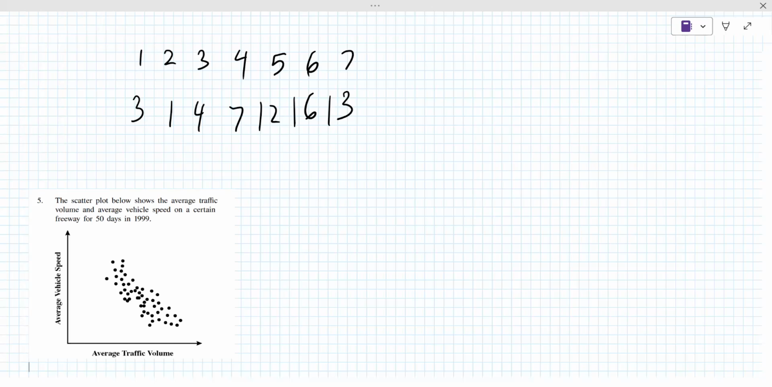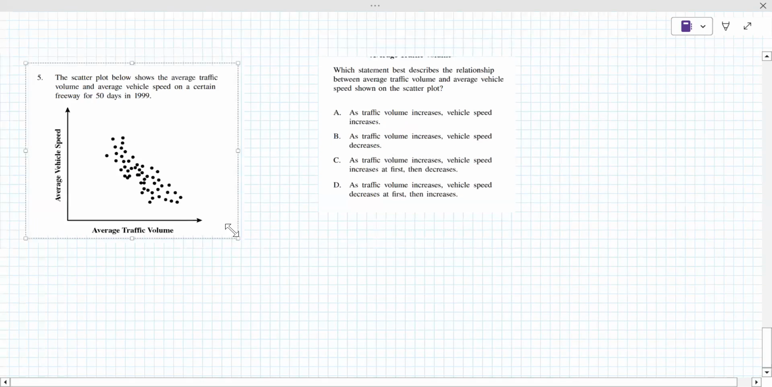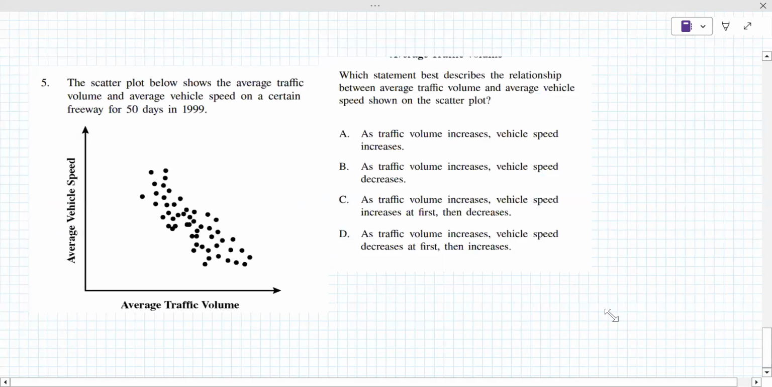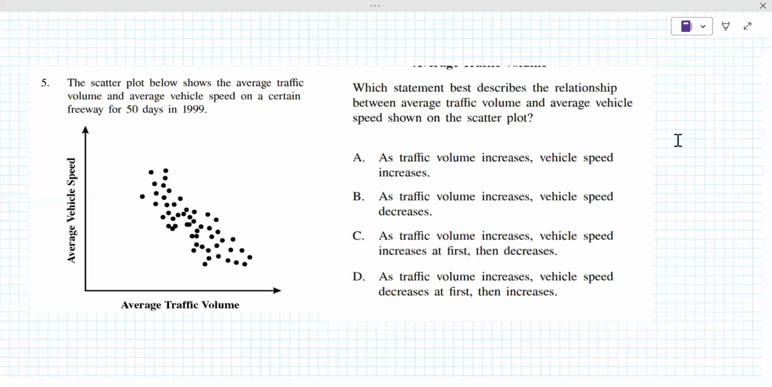All right. So this is kind of like SAT stuff as well. I want you to read the information about the graph on the left and choose the answer on the right for the interpretation.